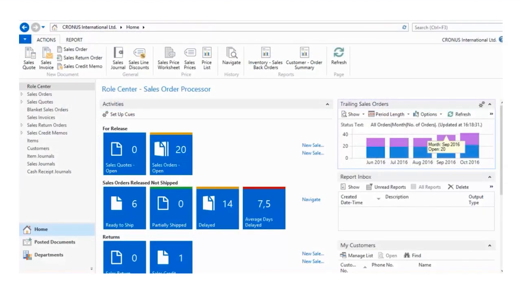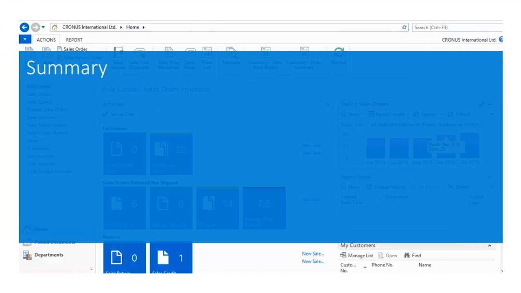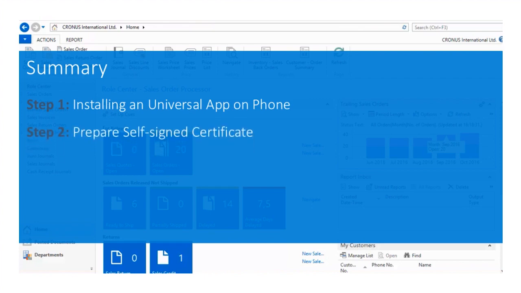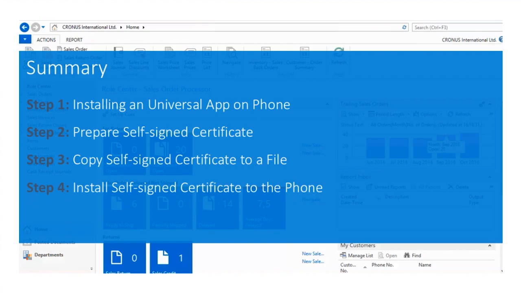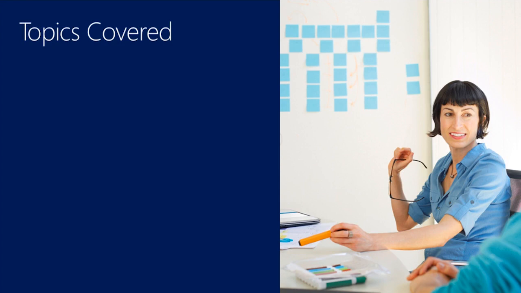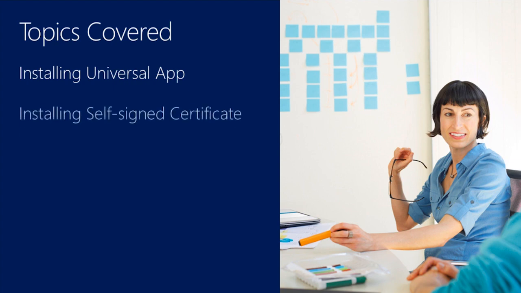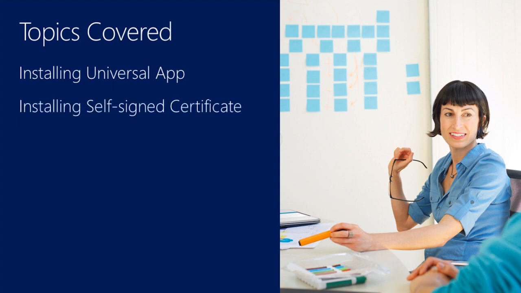Let's wrap up what I talked about. These were the steps I followed. First, we downloaded and installed the Universal app on our phone. Then, I described how to prepare a self-signed certificate on your server. After that, we copied the self-signed certificate to a file. And in the end, we installed the self-signed certificate on our phone and ran the NAV Universal app. With all these steps, I covered how to install the Universal app and how to install a self-signed certificate to run the app on our phone.